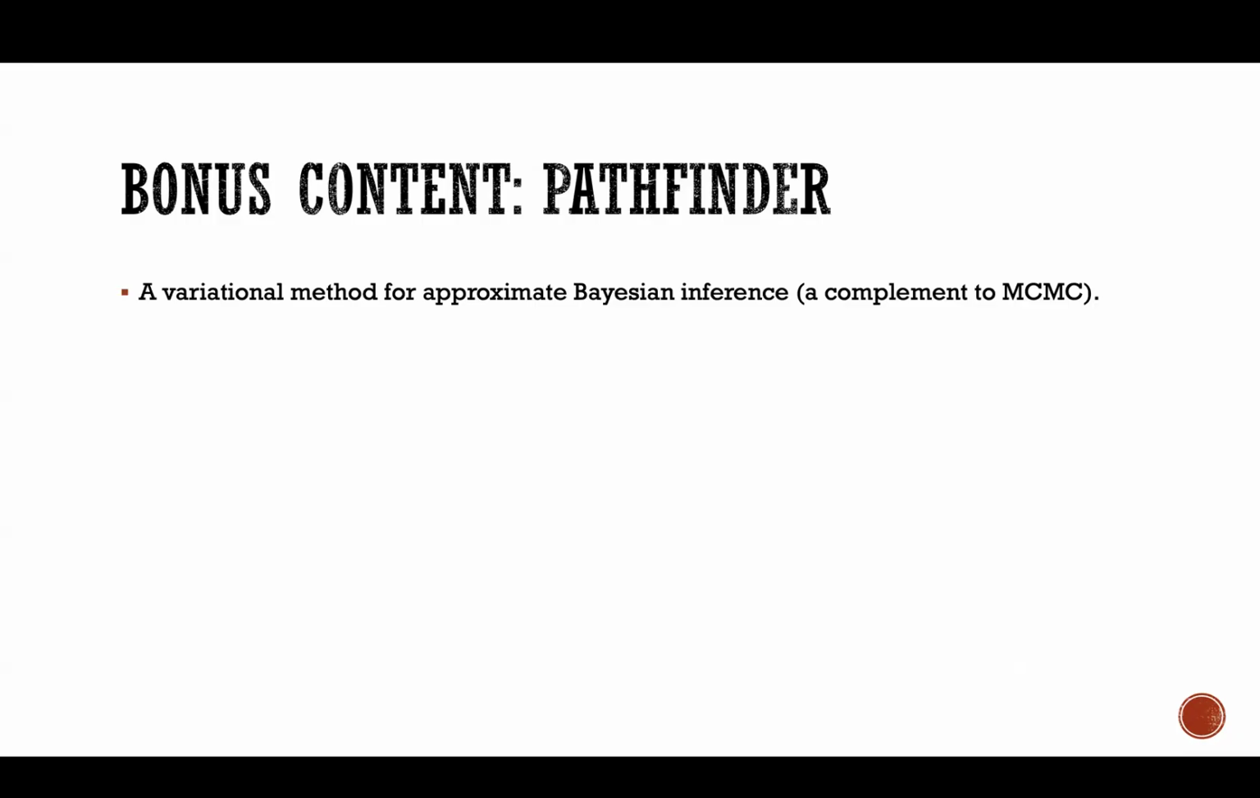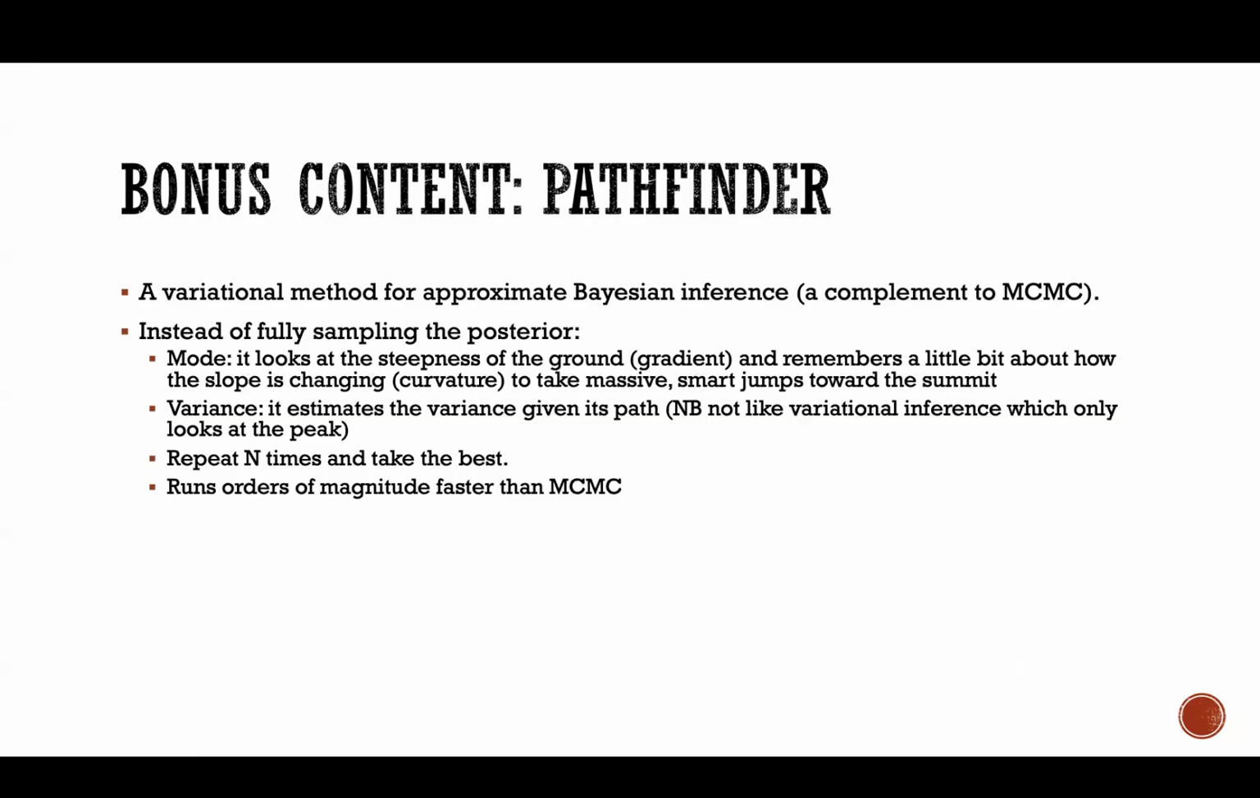We'll know what variational is in a second, which is used to do approximate Bayesian inference. So it doesn't sample the full posterior space as MCMC does, but it's using tricks to navigate it very quickly, and that makes assumptions. It's a complement to MCMC for different reasons. But first, let's look at how it works.